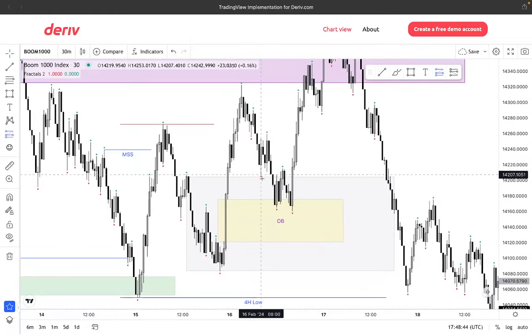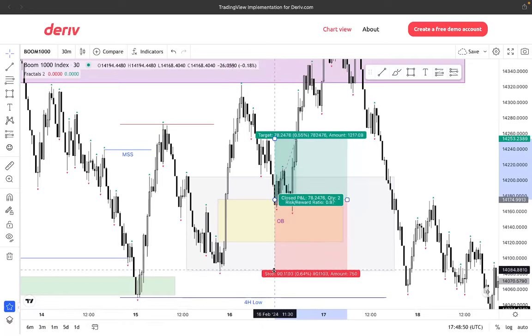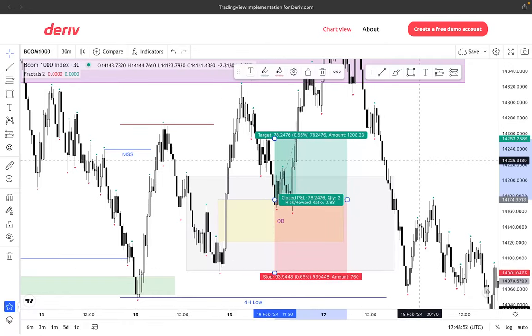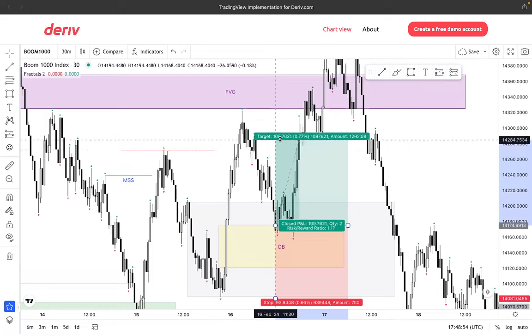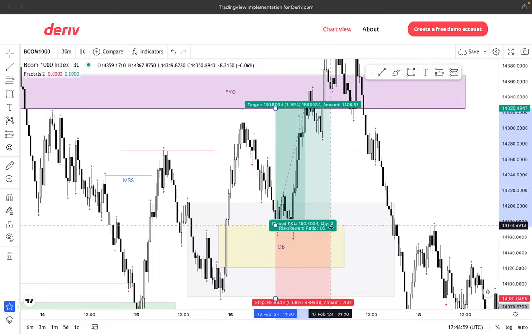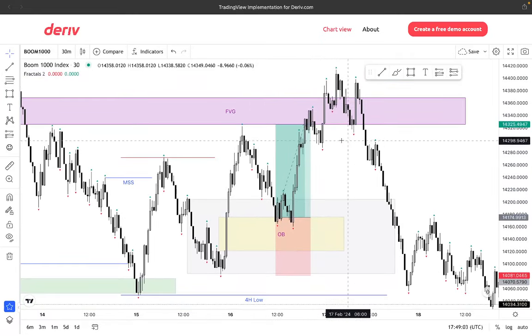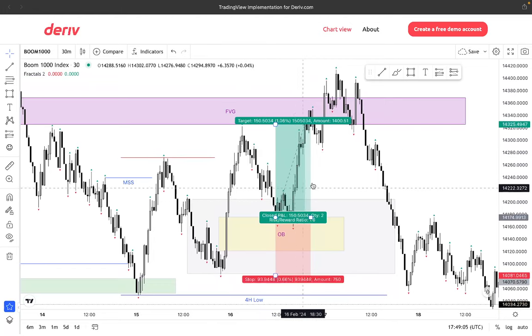So now where's our target? Remember this fair value gap. So we enter there, our stops just below this low, and you can take a trade again, target the fair value gap, 1.6 risk reward trade. Then again, this is an extremely good trade for Boom 1000.